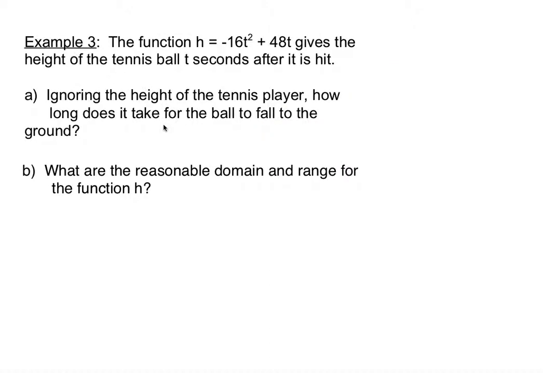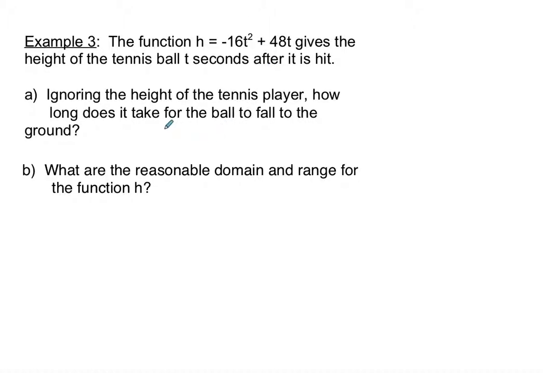All right, we have this function is h equals negative 16t squared plus 48t. It gives the height of the tennis ball in t seconds after it's hit. Ignoring the height of the tennis player, how long does it take for the ball to fall to the ground? So to fall to the ground, it has a height of 0.